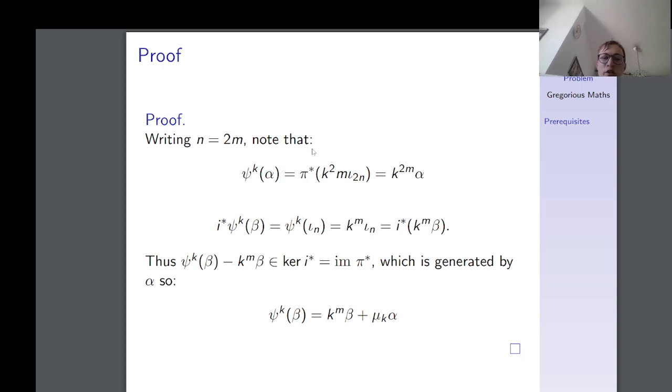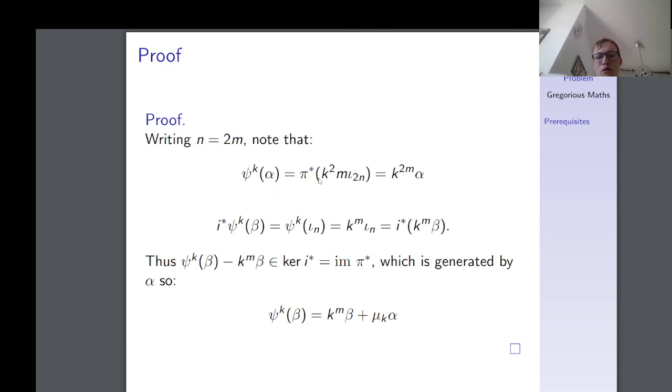Okay, so let's write that n is an even number, because the Hopf invariant is necessarily 0, I believe, when n is odd, so we'll write that n is an even number. Now, what do we note? Well, what does psi do to alpha?